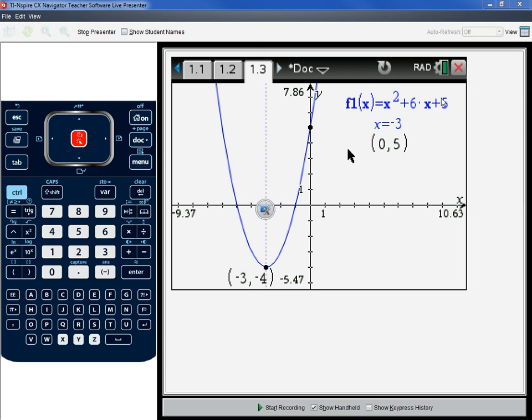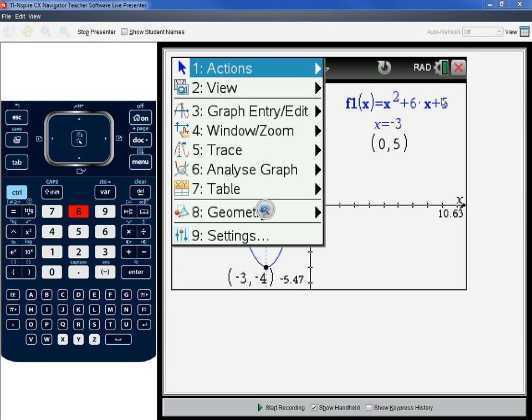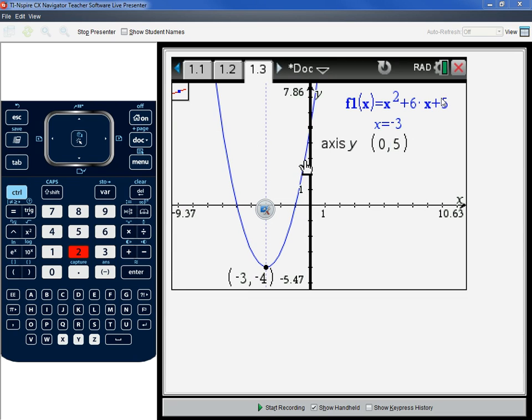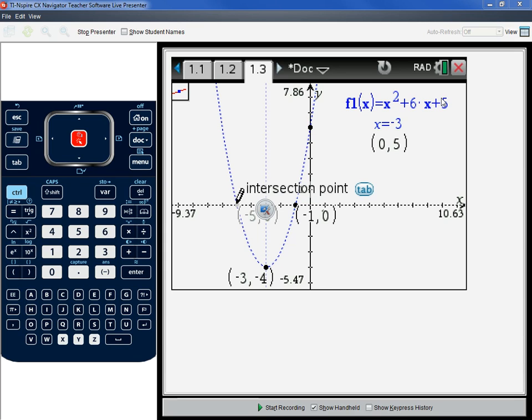Now I just need my roots, and I've already got the vertex, so I'm going to go to Menu, Geometry, Points and Lines, Point On, select the parabola, and very carefully place my cursor at the intersection point. Click. Come over here, select the parabola, and very carefully place my cursor at the intersection point. Click. All right, there we have it.